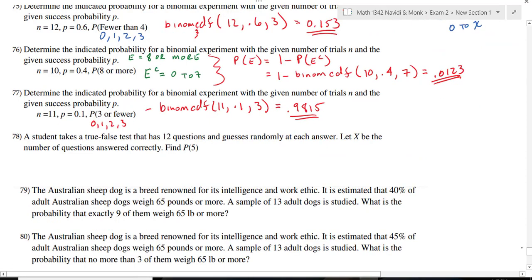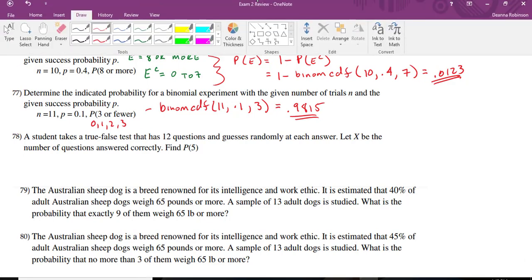0.9815. Number 78. A student takes a true-false test that has 12 questions and guesses randomly at each answer. Let x be the number of questions answered correctly. Find P(5).